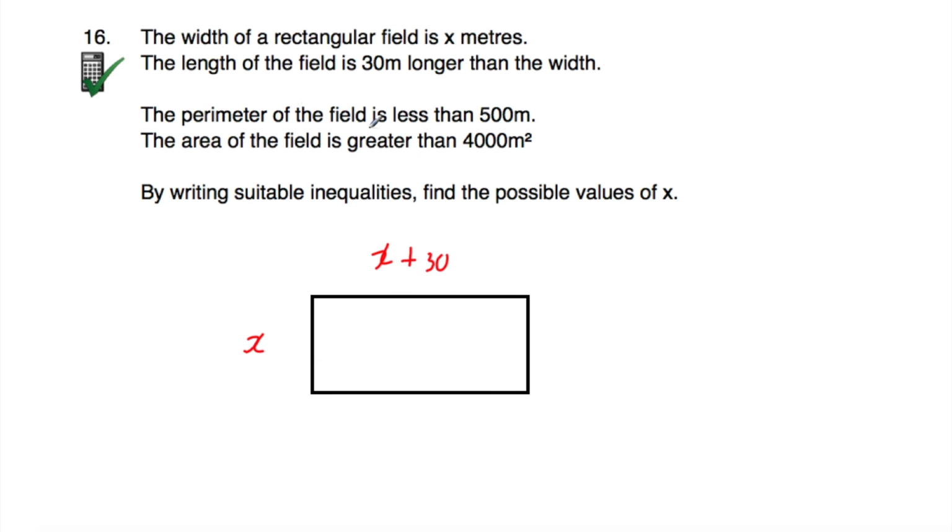And the perimeter of this field is less than 500 meters. So we can find an expression for the perimeter, and it's less than 500 meters, so we could create an inequality there. And we're also told the area of the field is greater than 4,000 square meters, so we can then form another inequality. It says by writing suitable inequalities, find the possible values of x. Okay, so let's start off with the perimeter, so let's deal with the perimeter to begin with.